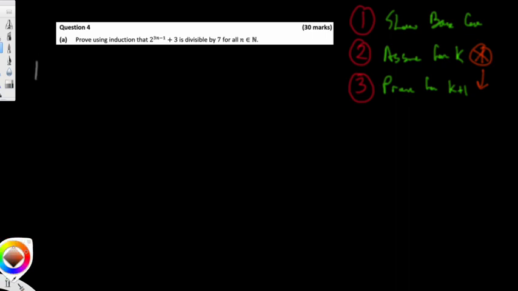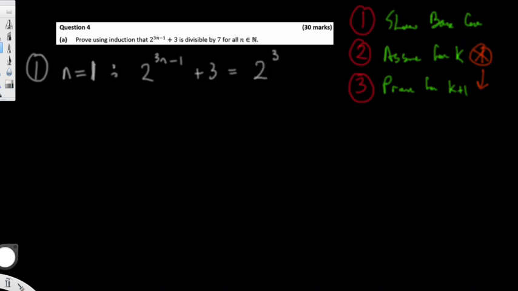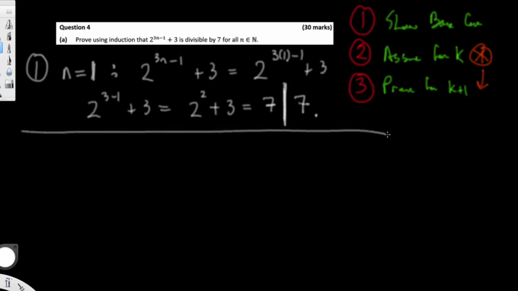So let's get started. Showing for the base case, first of all, let's take n is equal to 1. Then 2 to the power of 3n minus 1 plus 3 becomes 2 to the power of 3 times 1 minus 1 plus 3, which is 2 to the power of 3 minus 1 plus 3, which is 2 to the power of 2 plus 3, which is 7. And 7 is obviously divisible by 7. I use this vertical line to mean divisible. So that's the first part.